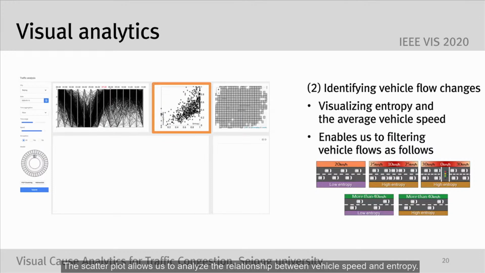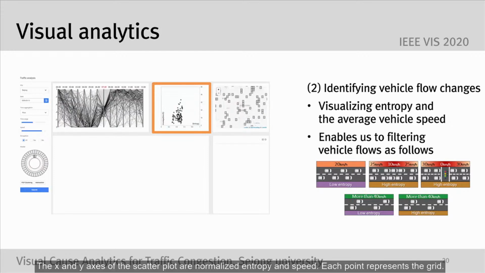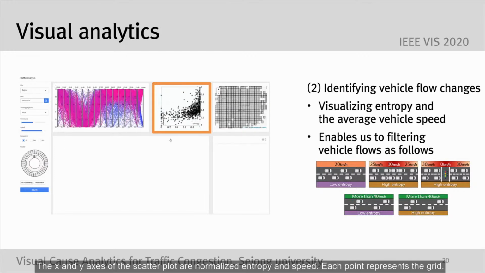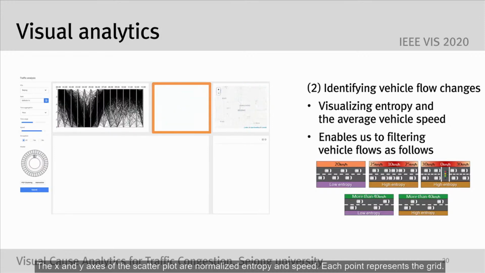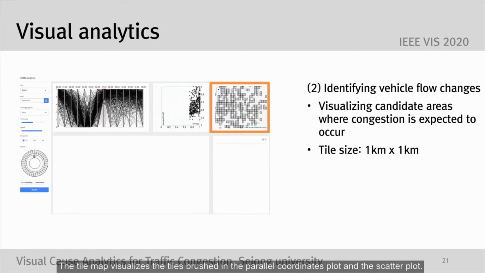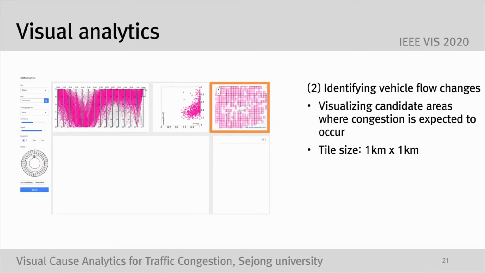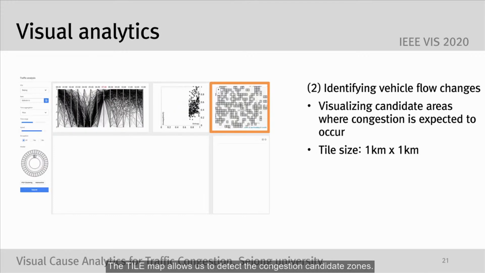The scatter plot allows us to analyze the relationship between vehicle speed and entropy. The x and y axes of the scatter plot are normalized entropy and speed. Each point represents a tile. The tile map visualizes the tiles brushed in the PCP and scatter plot. The tile map allows us to detect the congestion candidate zones.